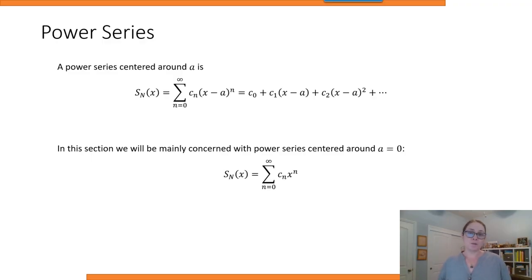Normally the ones that we're going to work with in this class are going to be centered around 0, but we might run into other ones. So this is what it looks like if it's centered around a and if it's centered around 0.